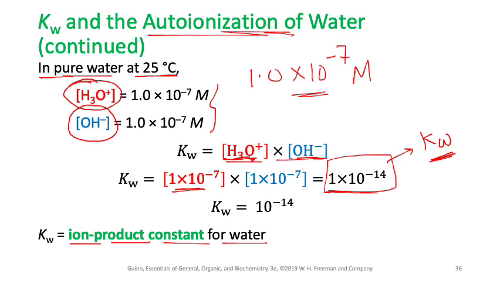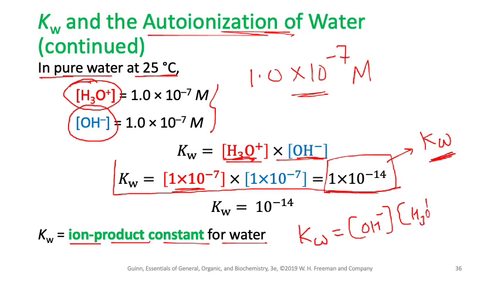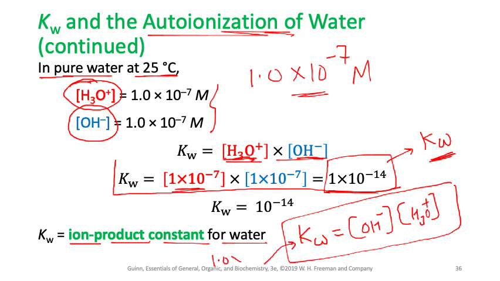Make sure you remember this equation, because this is the equation we're going to use to solve some of the problems. So I can write the equation over here. Kw is equal to the concentration of OH- ion times the concentration of H3O+ ion. This is your equation, and we already know the Kw value is 1.0 times 10 to the power negative 14.